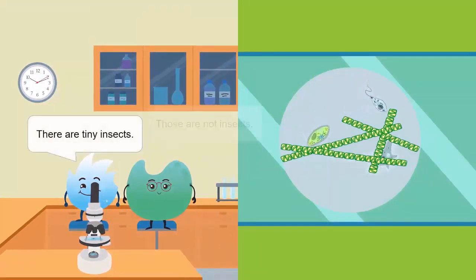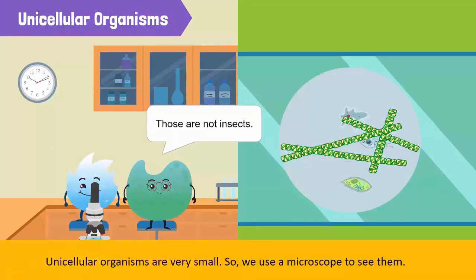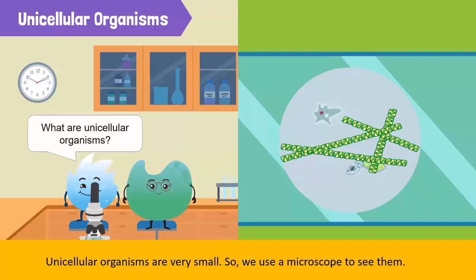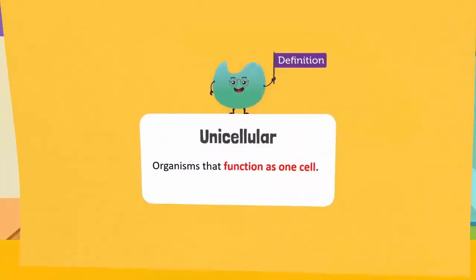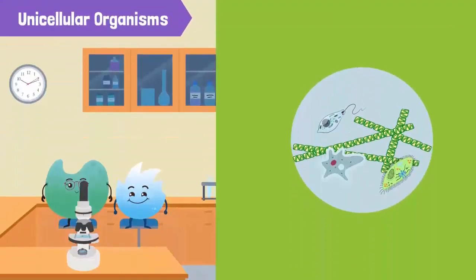No, Spiky, those are not insects. They are unicellular organisms. We couldn't see them before because a single cell is impossible to see with the naked eye, which is why we are using this microscope. So, what are unicellular organisms? Organisms that function as one cell are called unicellular organisms. These insect-like organisms are amoeba, paramecium, and euglena.